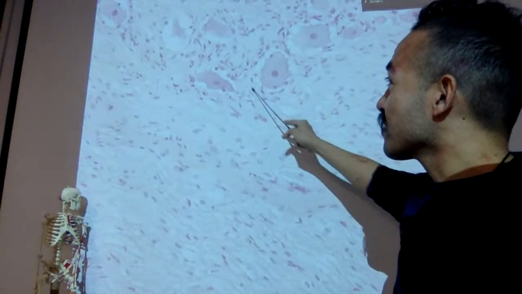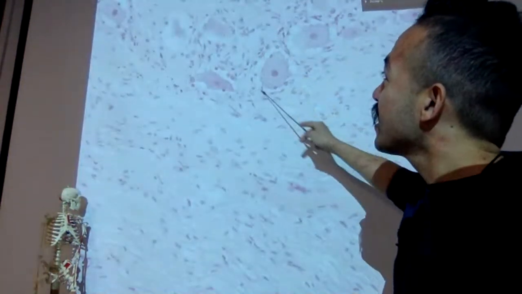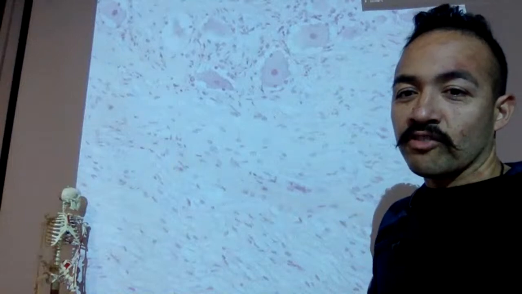Can anyone tell me what glial cell is surrounding these neurons?